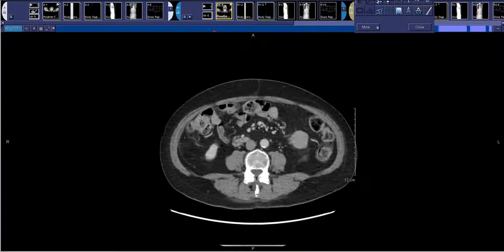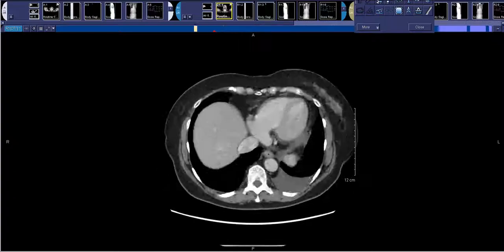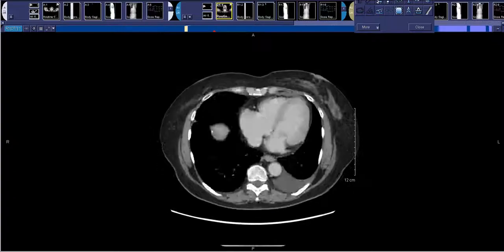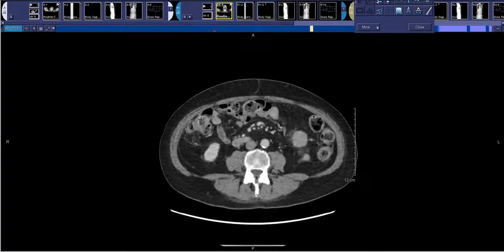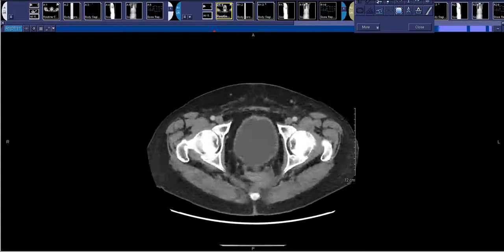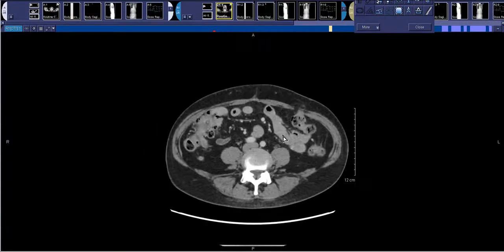Things that are not good index lesions would be things like malignant ascites or effusion, because it's hard to measure those things. You're looking for solid tumor. Bone metastases also are hard to measure unless they have a significant soft tissue component.